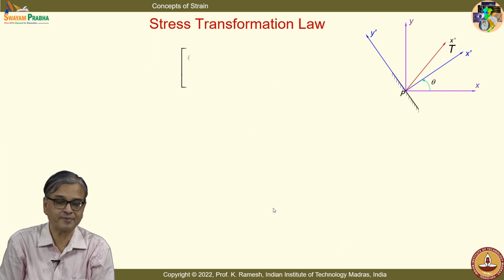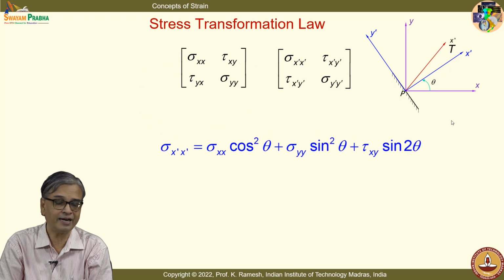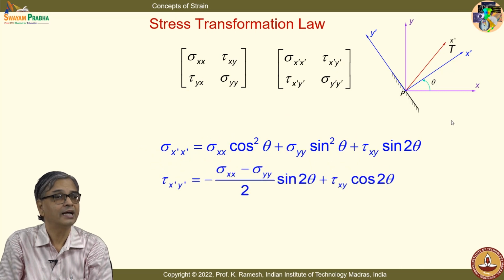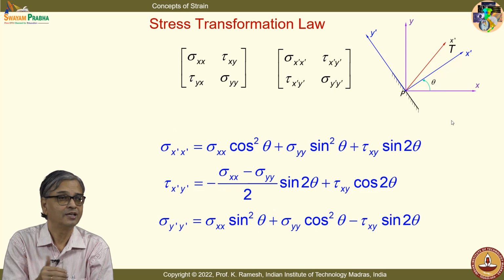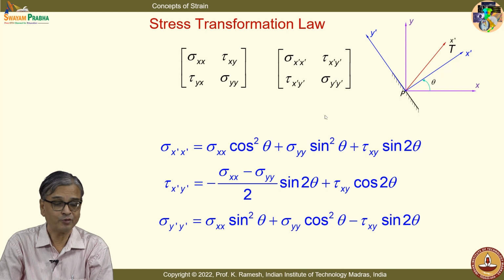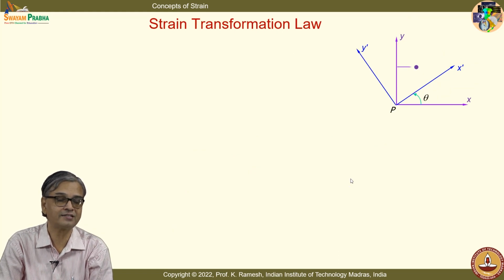And you know the stress transformation law. I have a reference axis as x and y, and the other reference axis as x prime and y prime. If I want to get sigma x prime, we have done it from first principles, and we have also learned how to write it from indicial notation. All that you have learned, you can apply to strain. We can replace sigma xx by epsilon xx, sigma yy by epsilon yy, and tau xy should be replaced by epsilon xy, not gamma xy. That is the only distinction that you have to make.